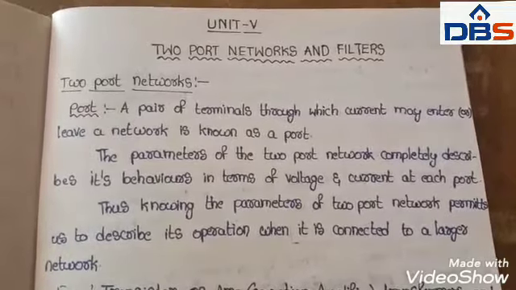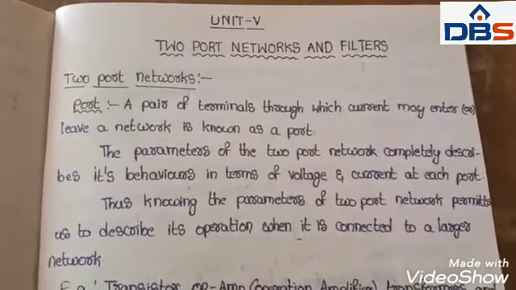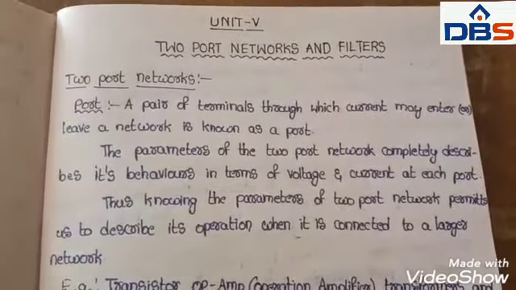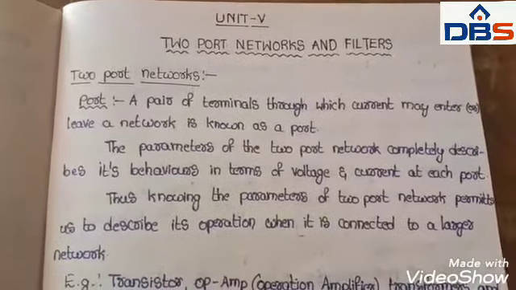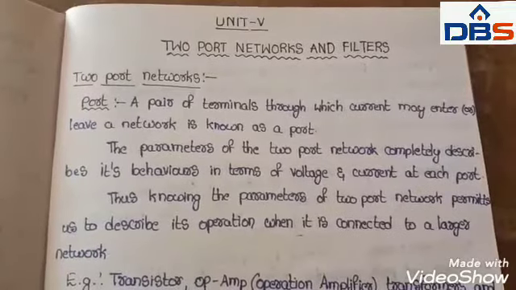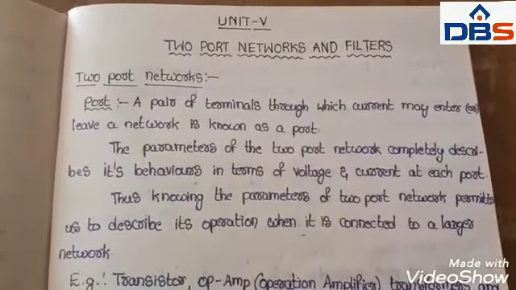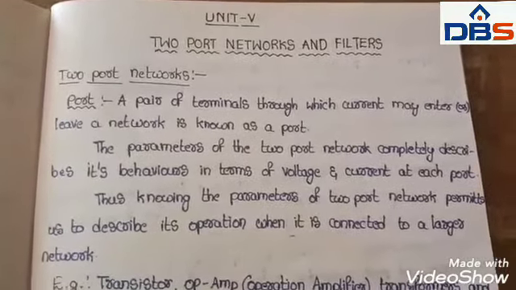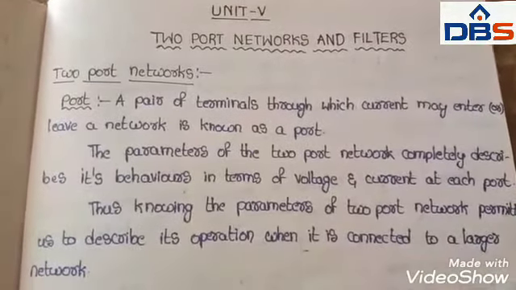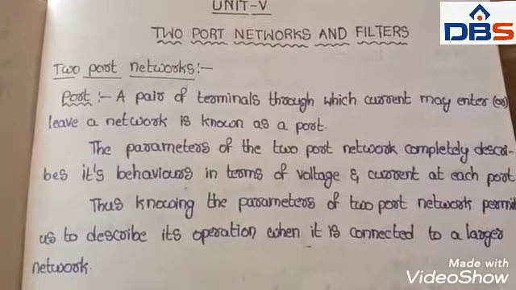Now we go for the 5th unit, two-port networks. So, two-port networks. Generally, a port is nothing but a terminal at which current may enter or leave the network. That means the parameters of the two-port network may completely describe its behavior.